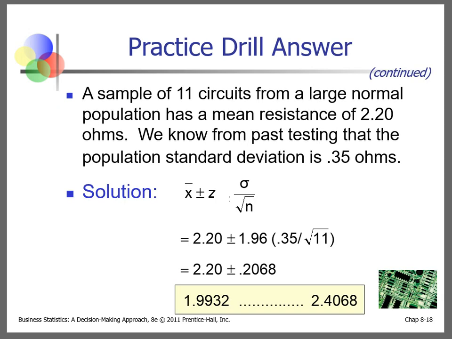Now for the answer. By substituting and computing the values in the formula, we are 95% confident that the true mean resistance is between 1.9932 and 2.4068 ohms.